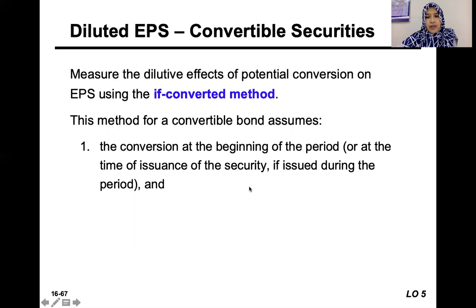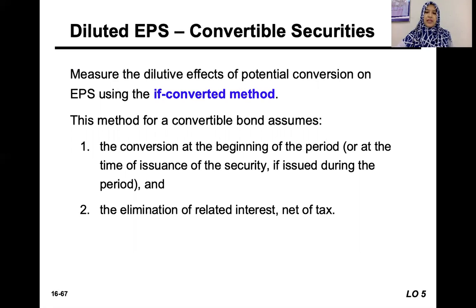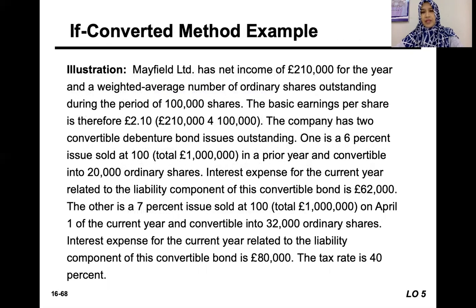Okay, for a convertible bond, it assumes conversion at the beginning of the period, or at the time of issuance of the security if issued during the period. And we need to eliminate the related interest, net of tax, from the income amount. So basically, we remove all the effect from the dilutive securities. Okay, for example, the net income of this company is 210,000. The weighted average number of ordinary shares outstanding is 100,000 shares.